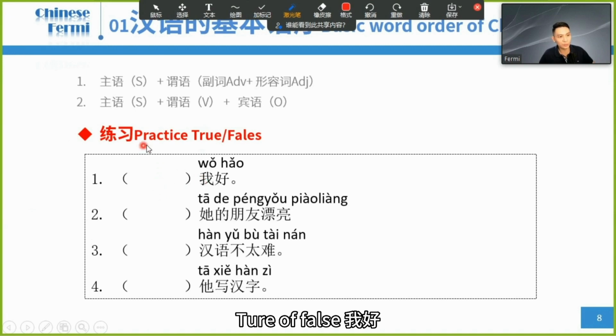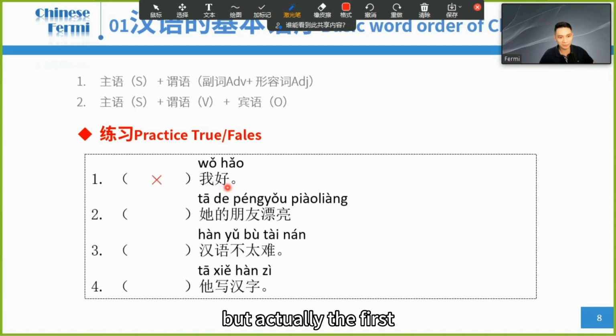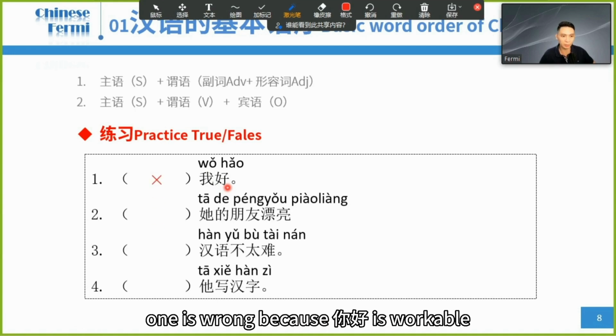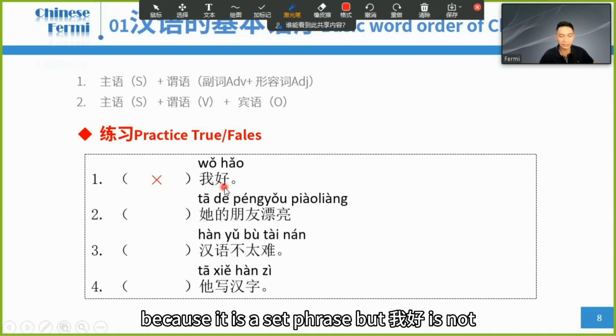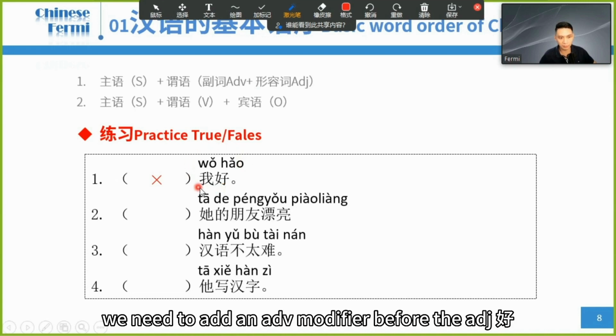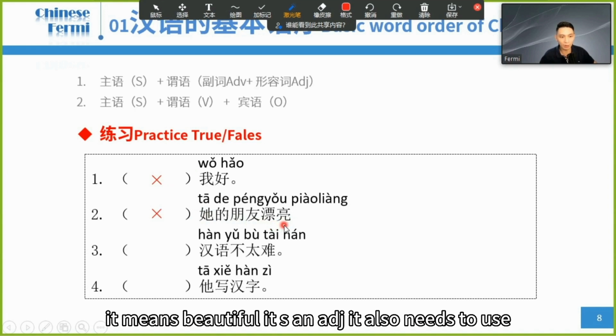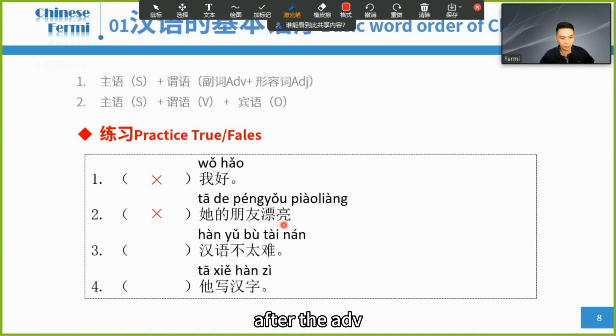The first one, true or false? 我好, I good. You may probably want to answer this after 你好, but actually the first one is wrong, because 你好 is workable as a set phrase, but 我好 is not. If we want to use it, we need to add an adverbial modifier before the adjective 好, so you can say 我很好. The second, 他的朋友漂亮. 漂亮 means beautiful. It is an adjective. It also needs an adverbial before it. So the second is wrong.